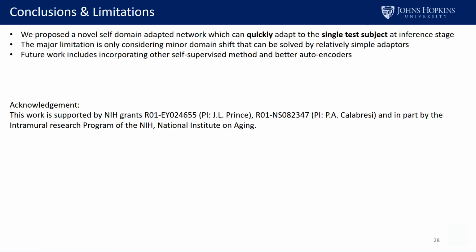To conclude, we proposed a novel self-domain adaptive network which can quickly adapt to a single test subject at the inference stage. The major limitation of the work is that we are only considering minor domain shift that can be solved by relatively simple adapters. Future work will include incorporating other self-supervised methods and better autoencoders.